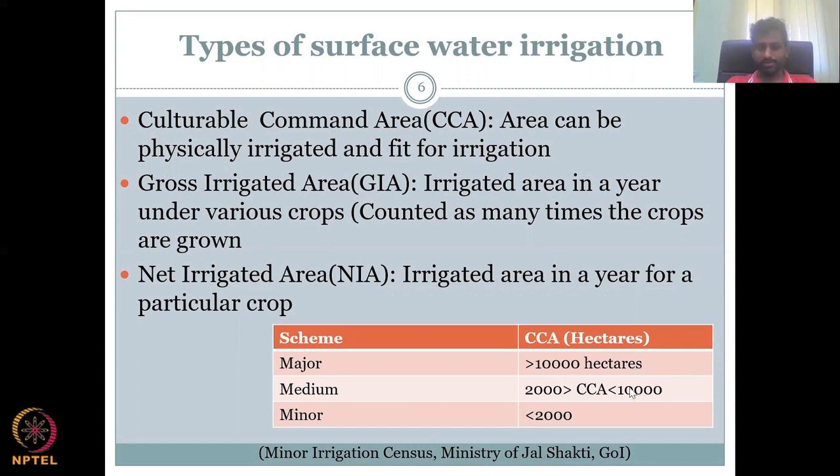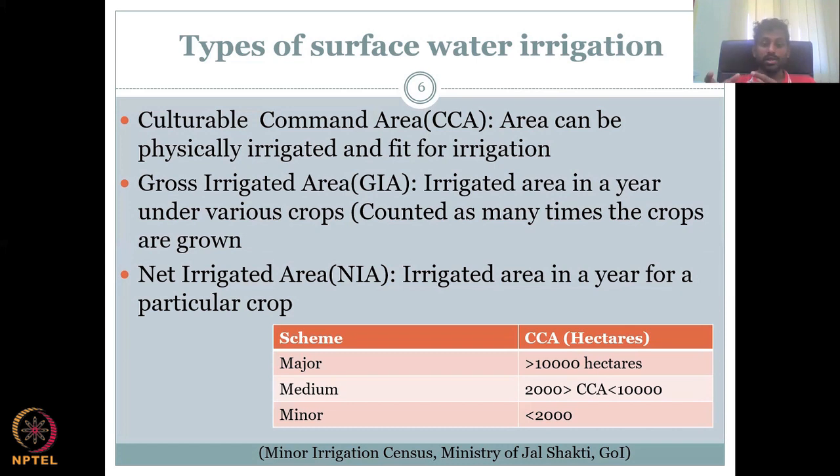So in these schemes, also the wording I used previously, major, minor schemes, it is not only of the water that is stored in these big dams or reservoirs. Also, it is how much CCA is there. So a major dam or a major irrigation scheme is labeled for a scheme where the CCA is more than 10,000 hectares. A medium is from 2,000 to 10,000 hectares, whereas the minor are less than 2,000.